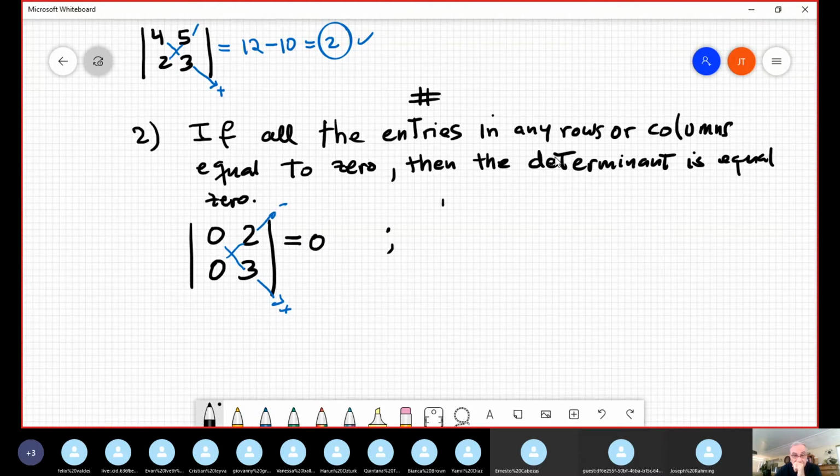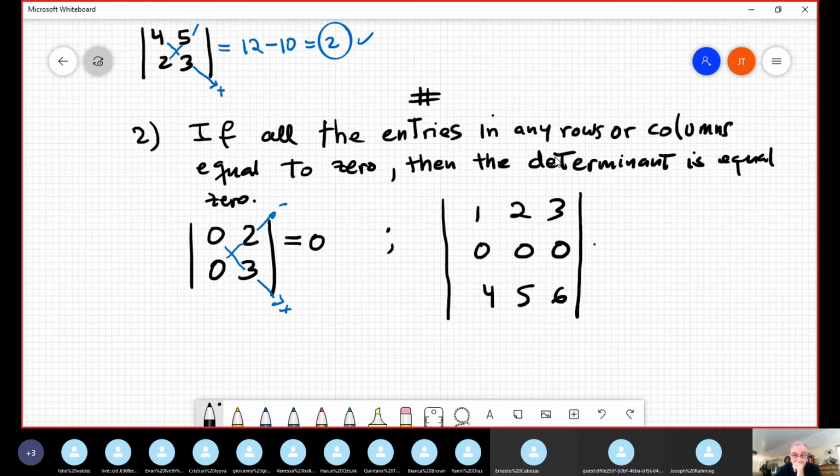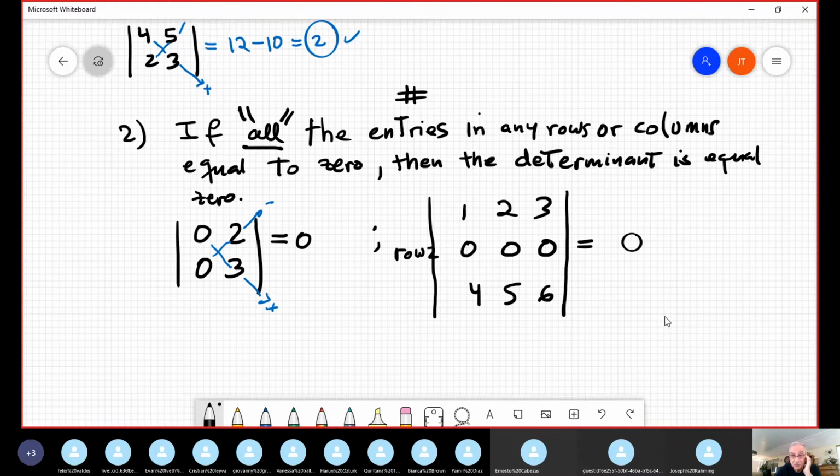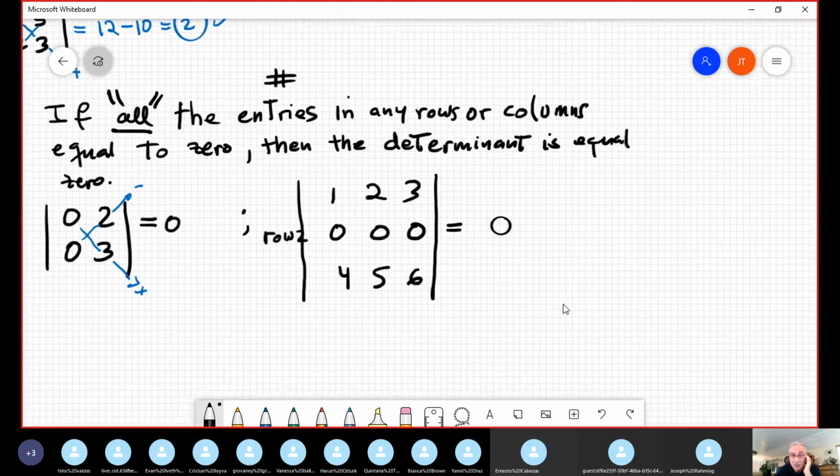But another more complicated, for example, this 1, 2, 3, 0, 0, 0, 4, 5, 6. When you see that, without doing anything, you see, wow, the entire row 2 is just 0, 0, 0. The answer is 0 according to the property number 2. Because all the elements of the one row or the one column are 0. Suppose another example. Here is similar, but we have 1, 2, 3 here.